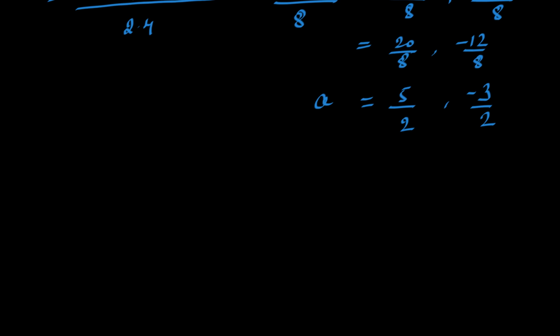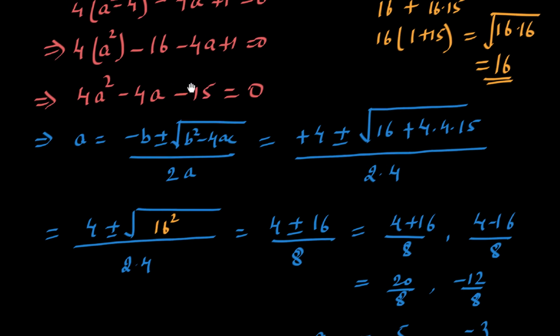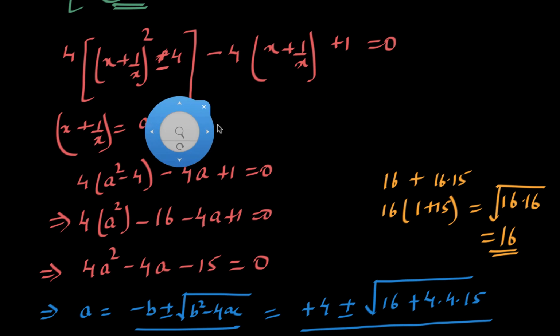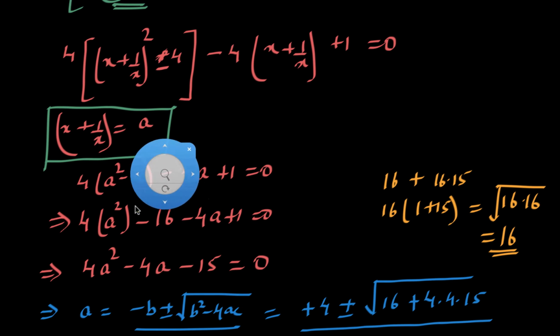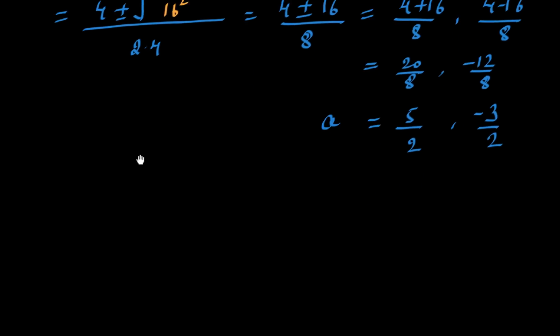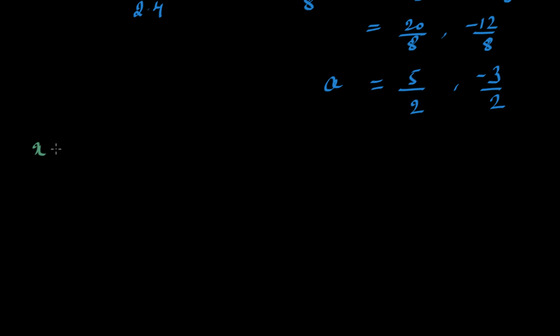But what was actually a? Let us go back to the initial equation. So our a is nothing but x plus 1 by x, right? You can see here a is x plus 1 by x. So I'll substitute that value here. So from here I have x plus 1 by x is equal to a. So x plus 1 by x can either be equal to 5 by 2, or x plus 1 by x can be equal to minus 3 by 2.